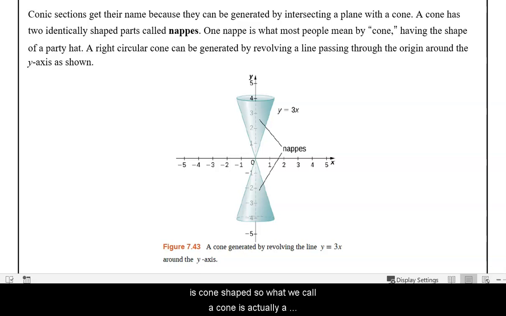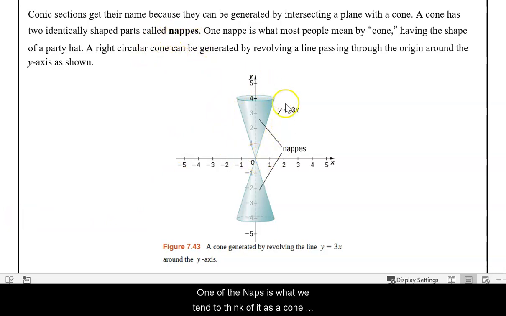So what we call a cone is actually a single nappe of a cone. We think of a cone as being like a party hat or a witch's hat or a dunce's cap. In fact, a cone has two identical parts, both the upper and the lower. The hourglass is in fact a cone, although we would think of it as two cones, one on top of the other. Each of the conical parts is called a nappe, spelled N-A-P-P-E.